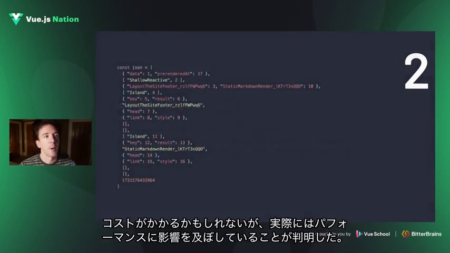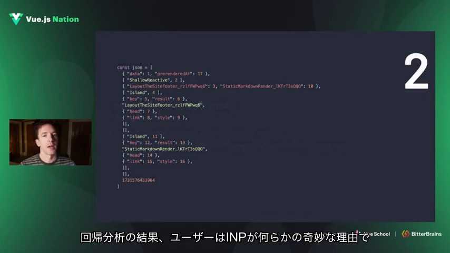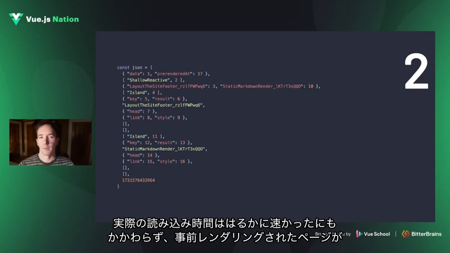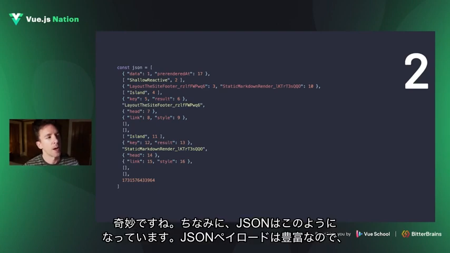But we found that it was actually causing performance regressions, and users were reporting that INP, for some strange reason, was much higher on pages that were pre-rendered, even though the actual load time was much faster. And this seemed strange. And this, by the way, is what the JSON looks like.